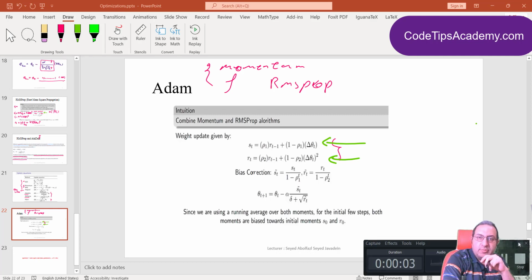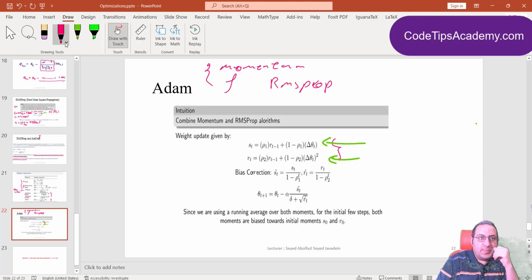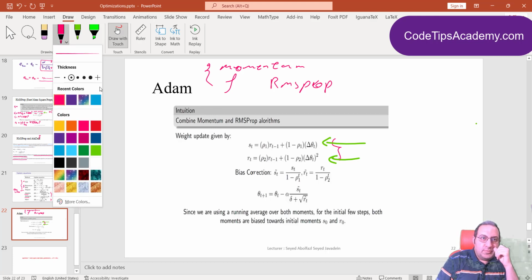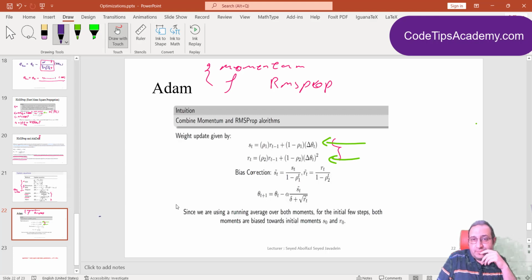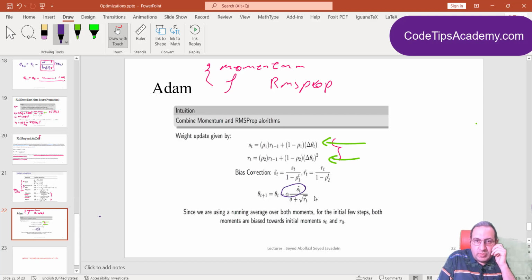We have these two formulas, and this is the main formula. This concept here is from momentum, and this concept here comes from RMSProp. Okay, I explained what this is and why this is suitable for us.